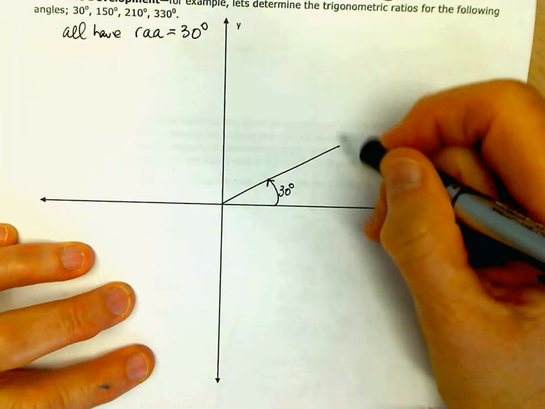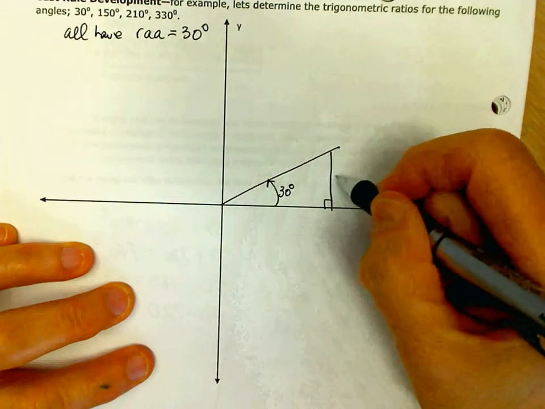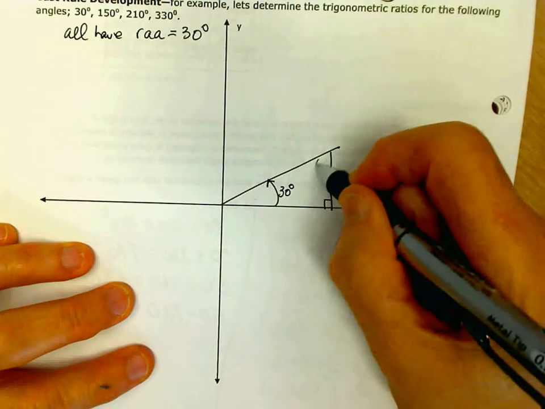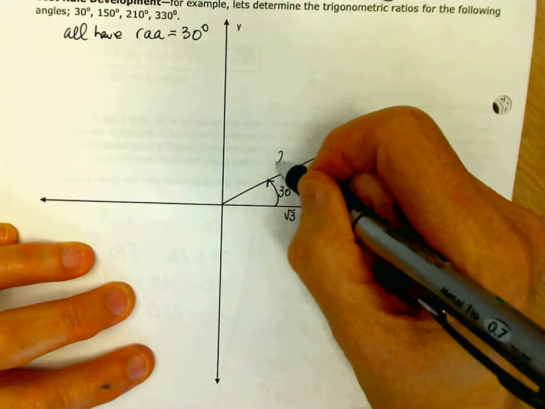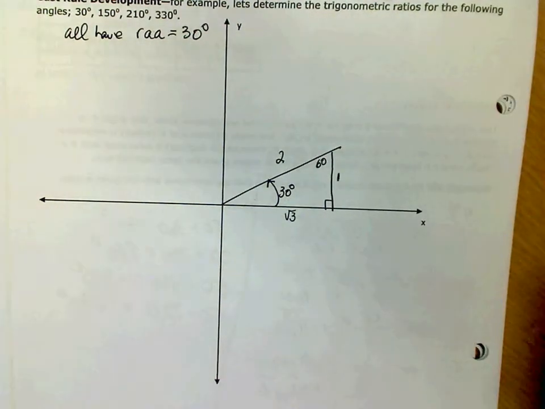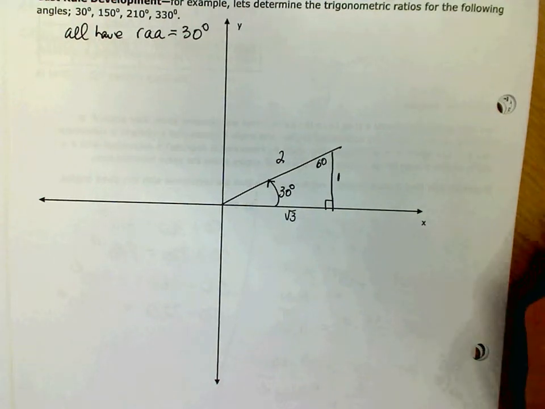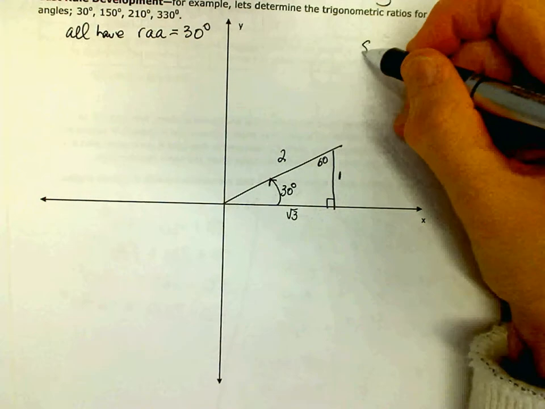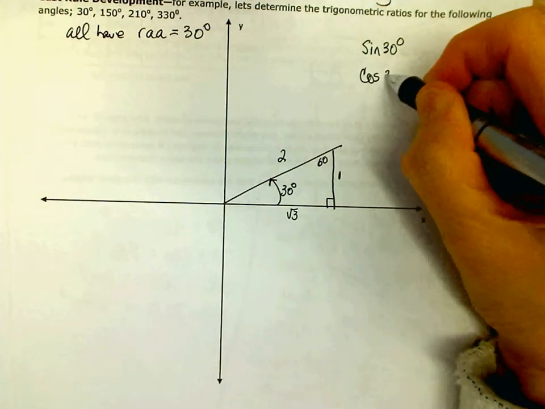Well, you know from your special triangles, opposite the 30 is 1, opposite the 60 is root 3, opposite the 90 is 2, right? You need to memorize those special triangles we took the other day. So, sine of, we're going to do all the trig ratios for 30 degrees.